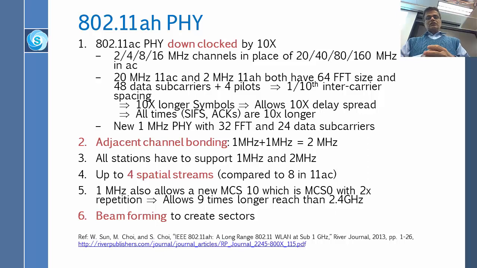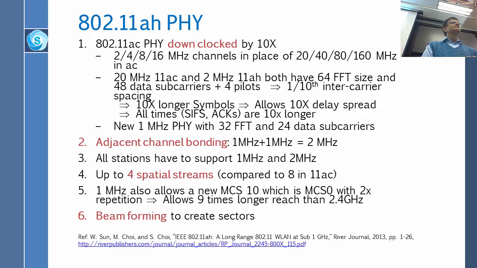Alright, so now you see the reason for the first decision. First decision is that 11AH is the same as 11AC downclocked by a factor of 10. Does that make sense as to how it is downclocked? Time has become 10 times longer in every respect. That's what is meant by downclocked by a factor of 10.